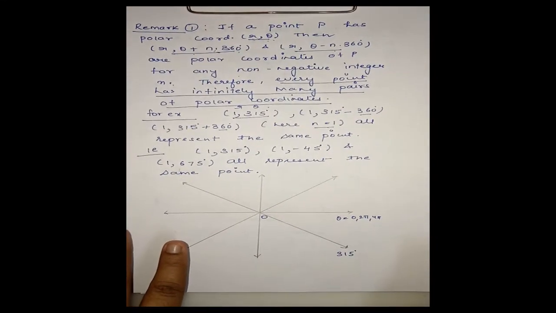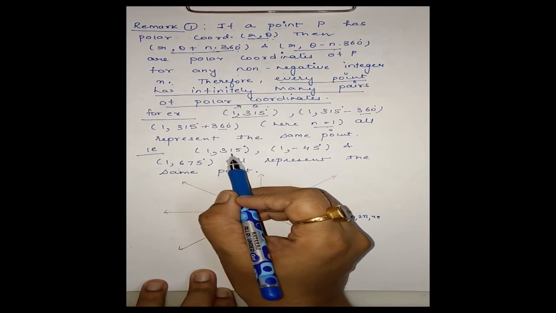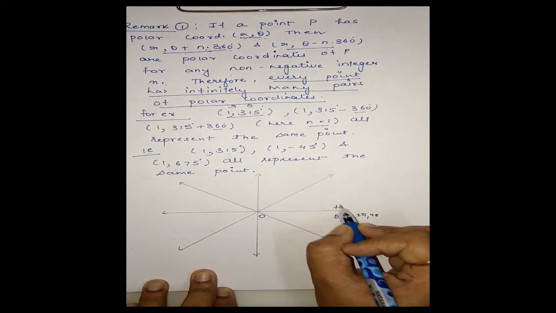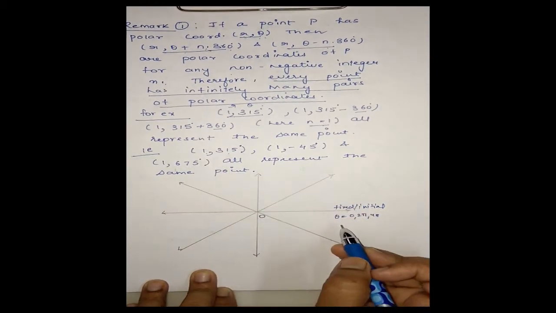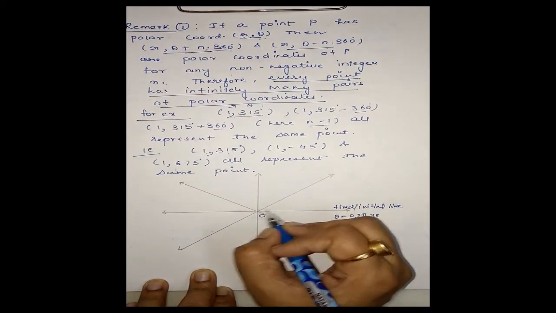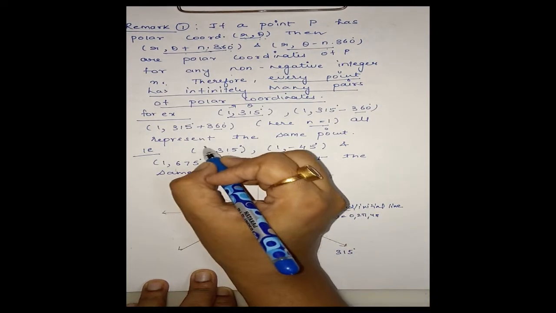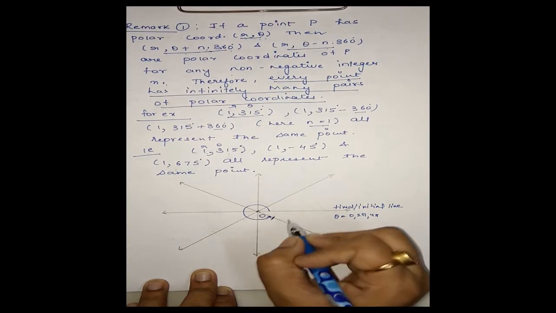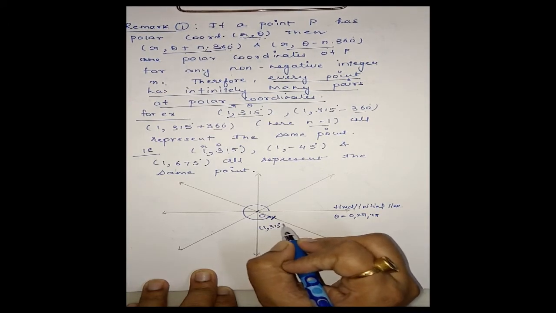Okay, let us understand this with the help of the graph. Let us first plot the point (1, 315 degrees) on the graph. This is my 315. This is my initial line or the fixed line. Now, rotating this fixed line through an angle of 315 degrees in the anti-clockwise direction. Here r is 1. Therefore, taking r units from the pole, this represents the point (1, 315 degrees).